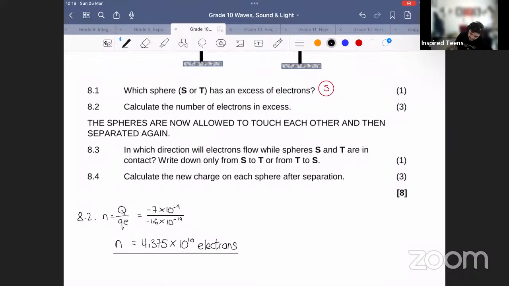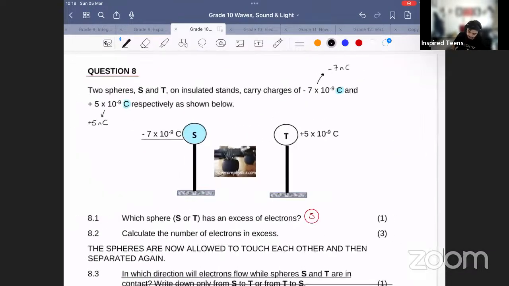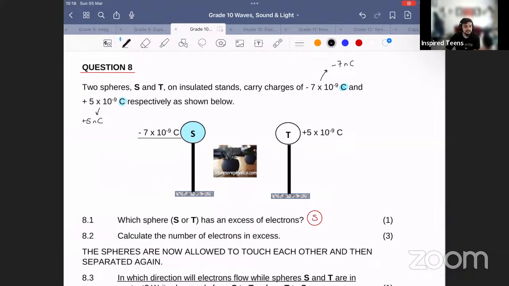8.3. In which direction will electrons flow while spheres S and T are in contact? Write down only from S to T or T to S. Yes, tell me, S to T or T to S?